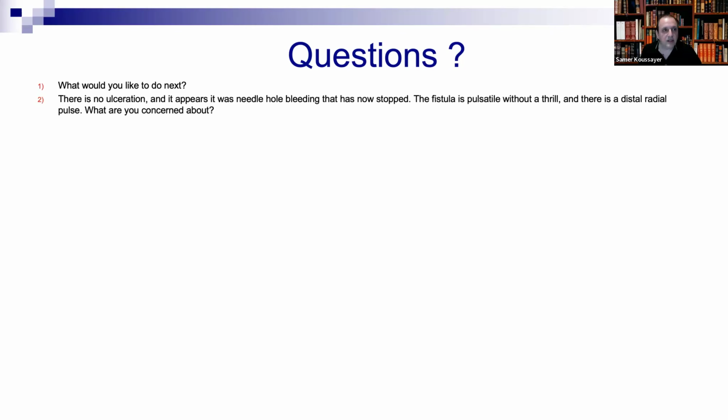All right. There's no ulceration, and the patient has needle hole bleeding that has now stopped. The fistula is pulsatile without thrill. There is a distal radial pulse. What are you concerned about? The central venous stenosis. Correct, slash occlusion, because we don't know. What workup would you do?